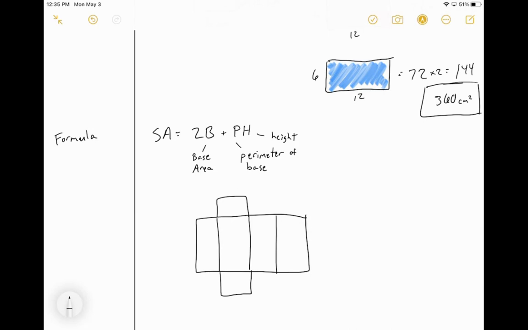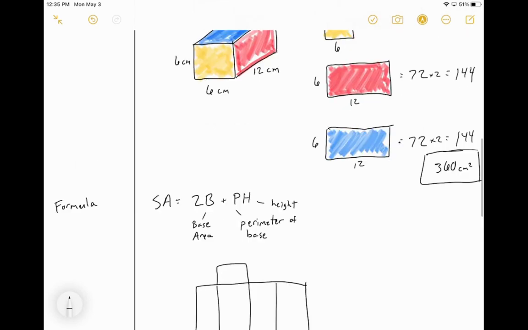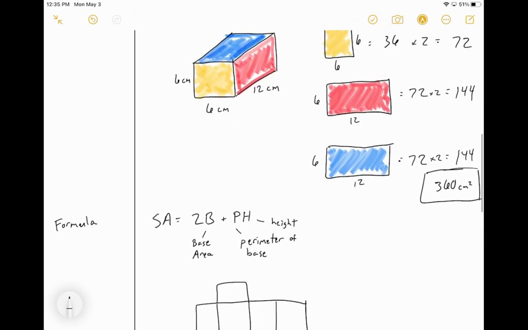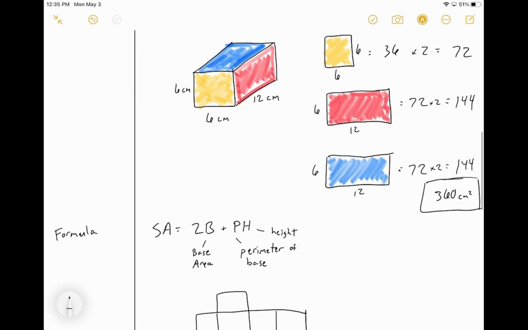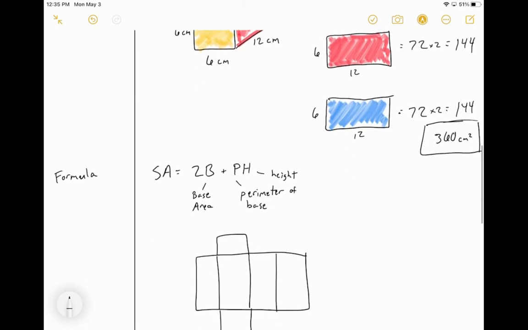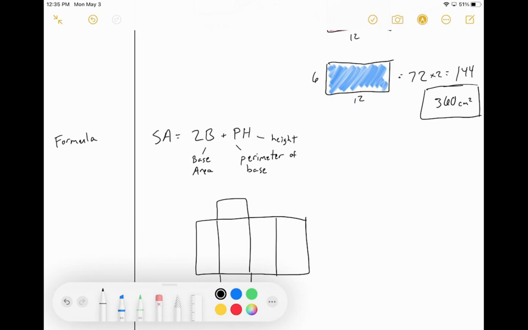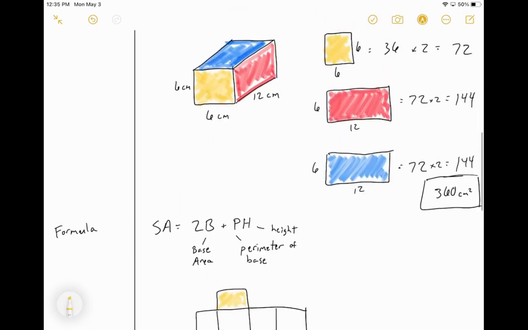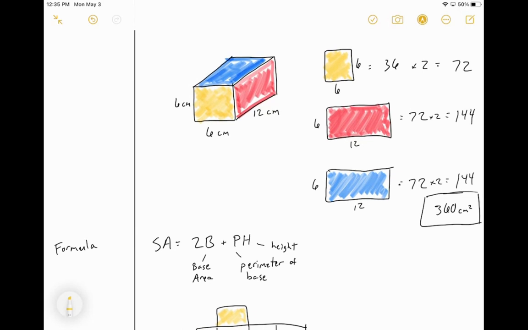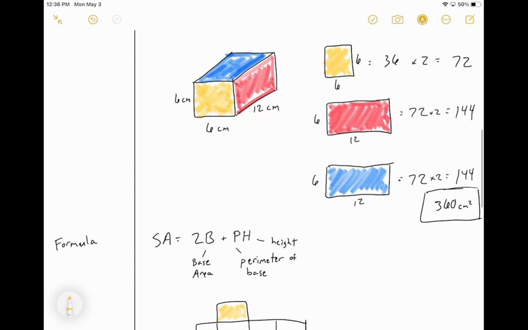Can everyone see how that is this shape right here just unfolded, right? So the yellow part is this yellow part right here, 6 by 6. And then what I did was I just kind of unfolded it. It's like I broke it apart. It's like you took a box apart, and that's what you see. And so I'm going to label this right here.